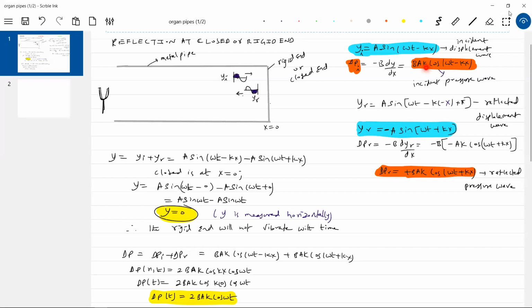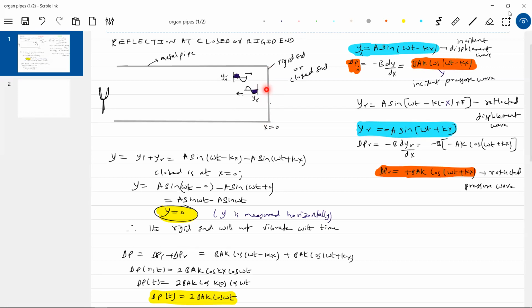Okay, that's the thing. So when a sound wave arrives at a closed or rigid end, the displacement wave will undergo a phase change of pi radian. The pressure wave will not undergo a phase change of pi radian. This is the one thing. Next, after this, what will happen to the closed end? Will it vibrate? No, it will not vibrate.